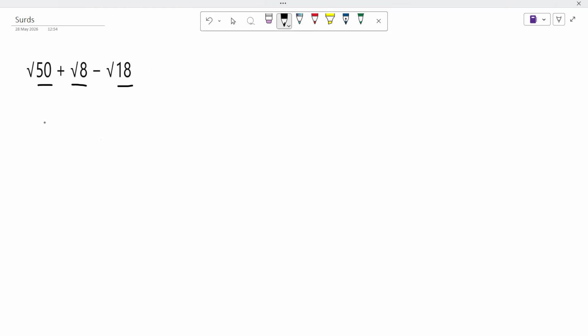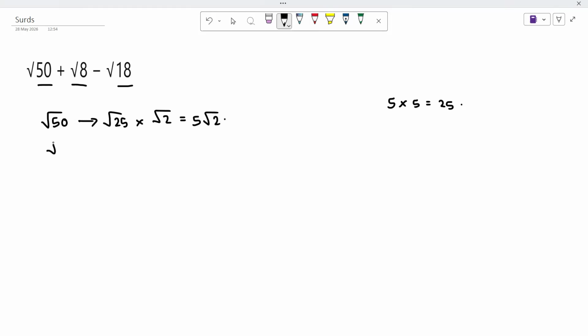So let's start solving. Root 50. Now how can root 50 be written? Root 50 can be written as root 25 into root 2, right? So it can be written as root 25 into 2, but it would eventually be simplified into root 25 into root 2. What is root 25? We know that 5 into 5, or 5 square, is equal to 25. So root 25 is nothing but 5, which means 5 root 2.